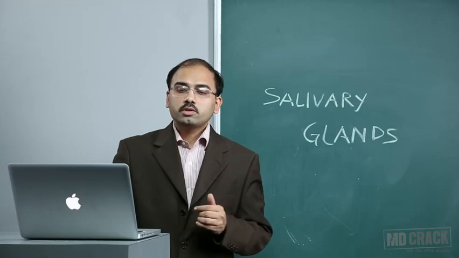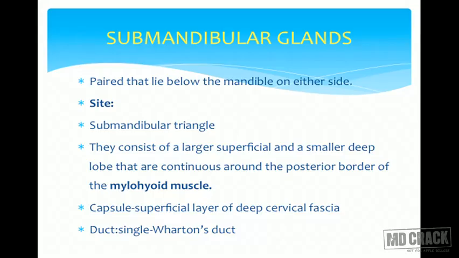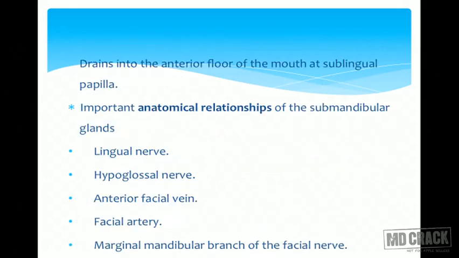So you may be asked a question. Submandibular glands have a capsule which is formed by the superficial layer of deep cervical fascia. It has got a single duct called Wharton's duct. It will drain into the anterior floor of the mouth at the sublingual papilla.